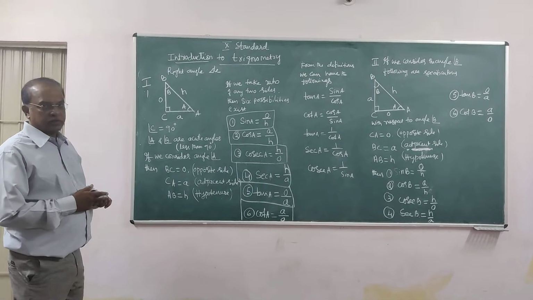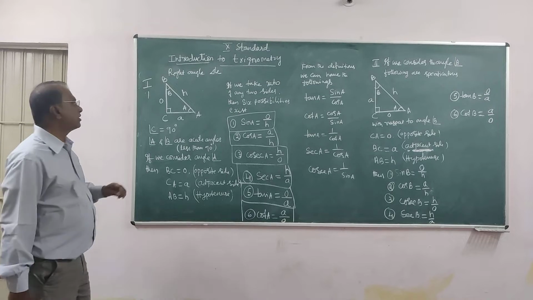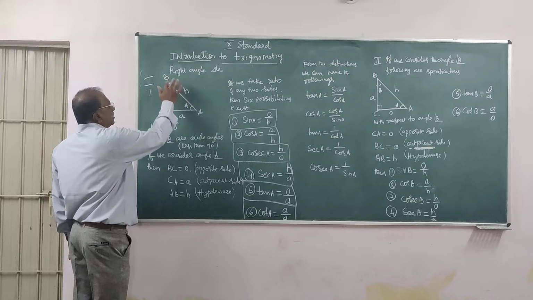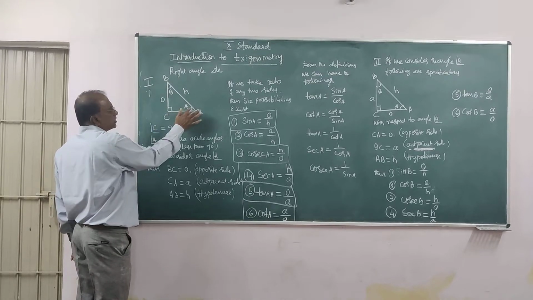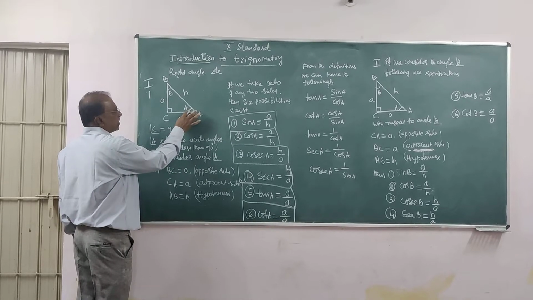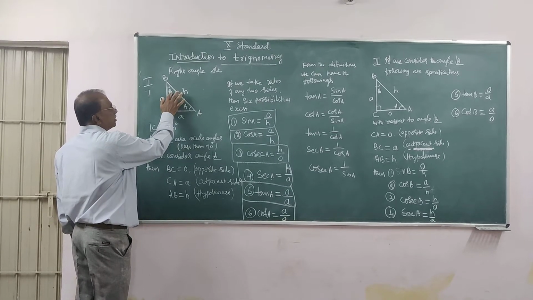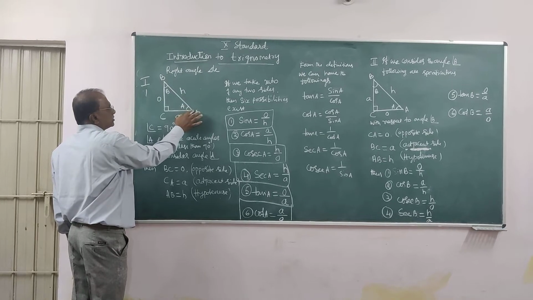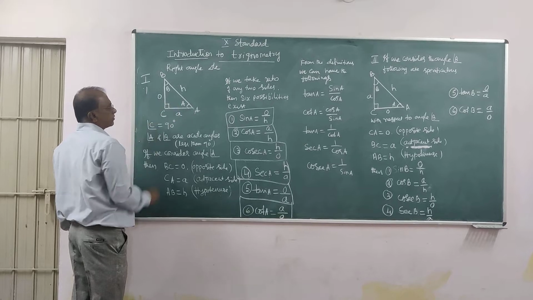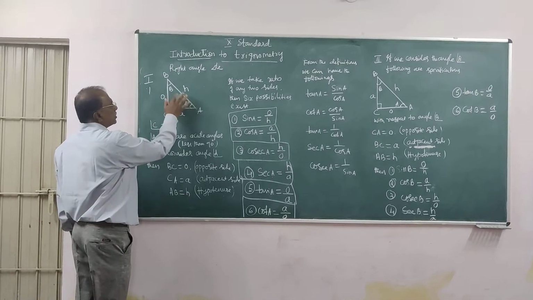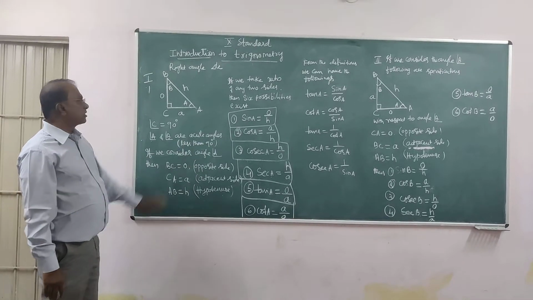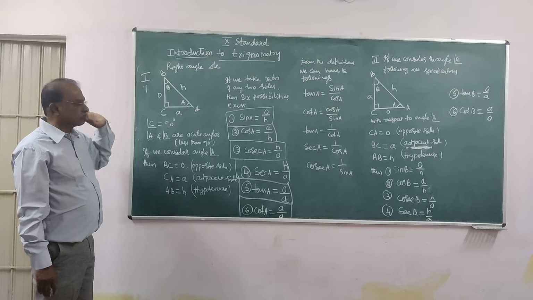The pictorial representation of a right angle triangle is the triangle ABC, with three sides and three angles. This angle is called angle A, this angle is called angle B, and this angle is called angle C. This is 90 degrees. Then these two angles are acute angles, less than 90 degrees, because the sum must be 180.